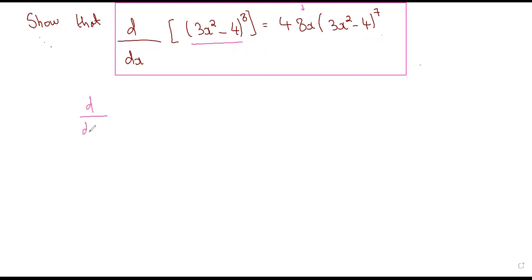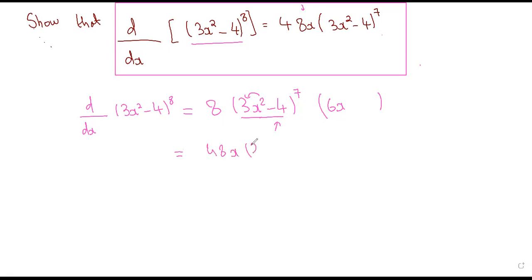So d by dx of (3x squared minus 4) to the power 8 is going to be 8 (3x squared minus 4) to the power 7. And then it is going to be multiplied by the derivative of this factor. What is the derivative of 3x squared minus 4? 2 into 3, it would be 6x. And then the derivative of minus 4 is 0. So 6 into 8 is 48x (3x squared minus 4) to the power 7. So we started with the left hand side and we made it look like the right hand side. So we are done with this.